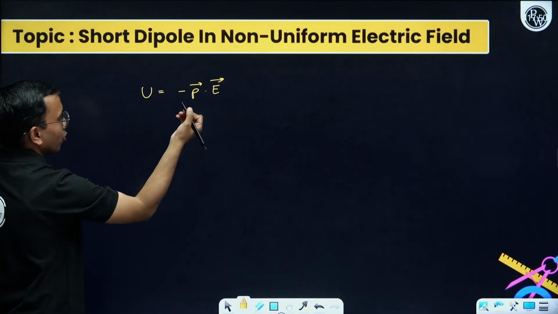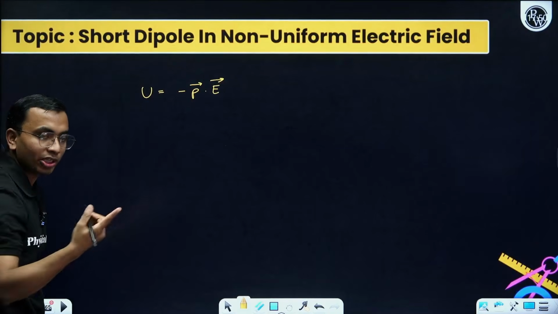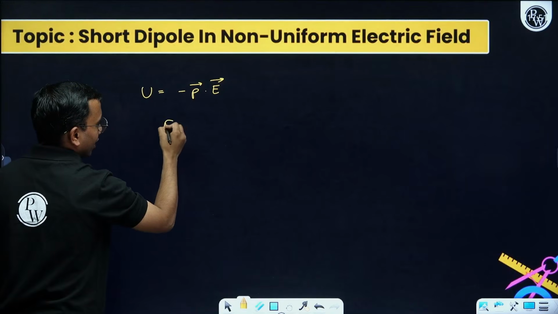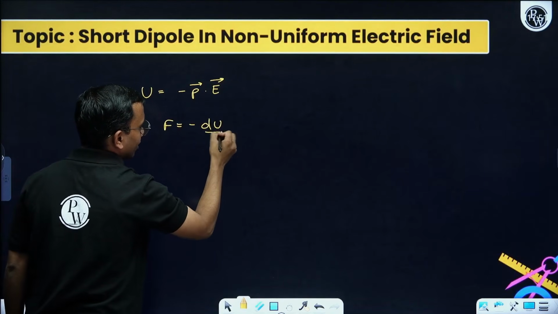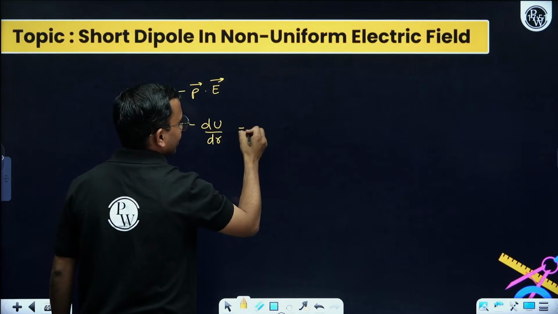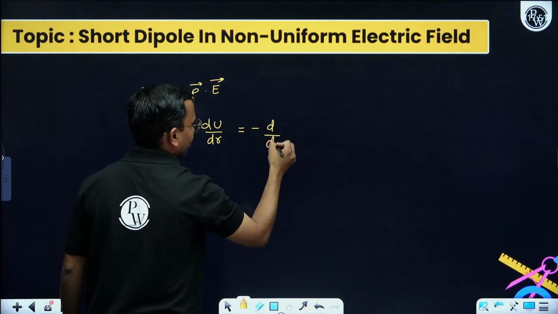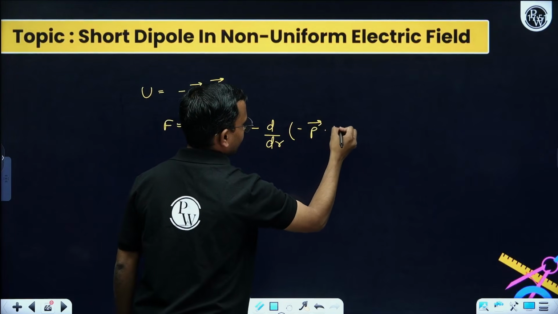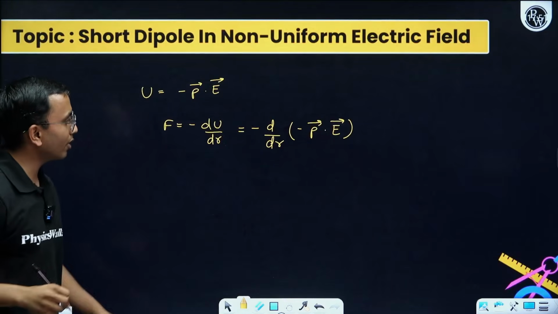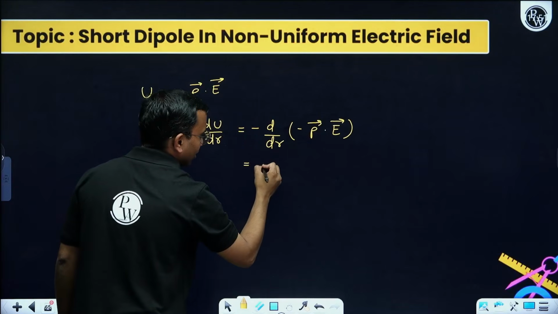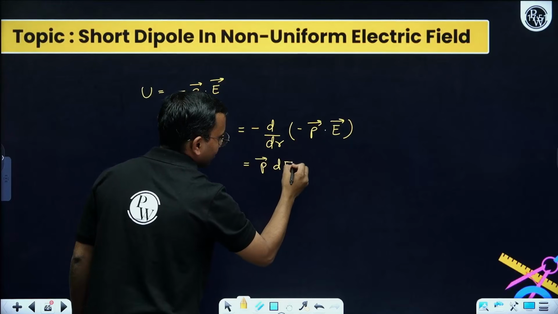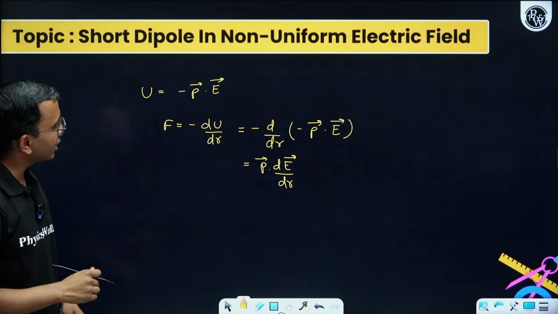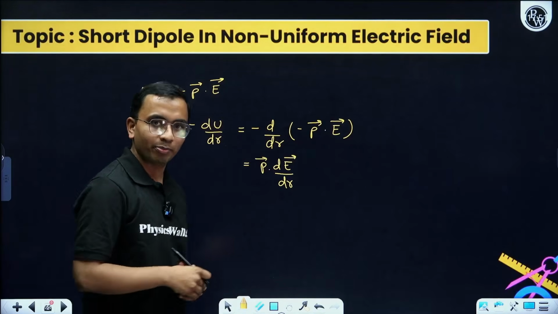And if I ask you how force is related to potential energy, you will say we know the formula, F is equal to minus dU by dr. Simple. So this is minus d by dr of minus P dot E. So the force that comes is P dot dE by dr. So this is the expression for force in a non-uniform electric field.